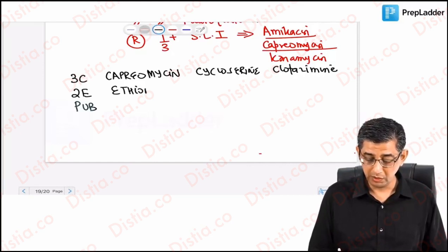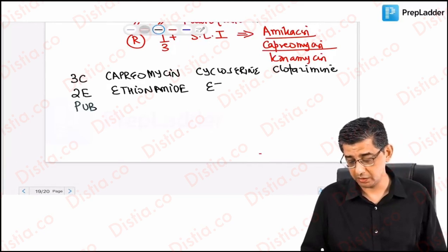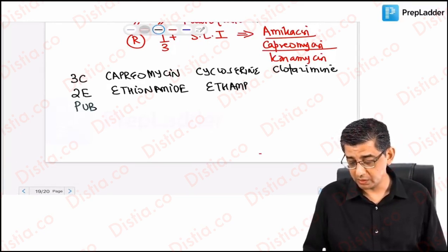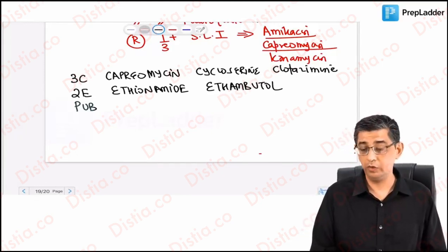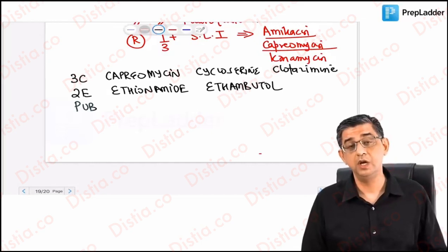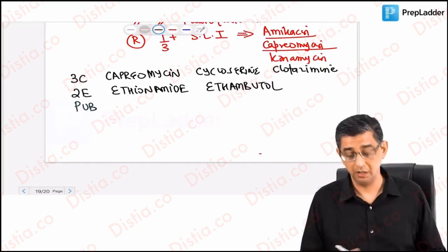Alphabet E here, the two E's are ethionamide, and the next E I want you to remember here is ethambutol. Ethambutol, guys, is the bacteriostatic drug that is metabolized by the kidney. So lots of times we might say the person is having concomitant renal disease. What drug would you not like to give? Ethambutol. Whereas the primary drugs isoniazid, rifampicin, and pyrazinamide are metabolized by the kidney.